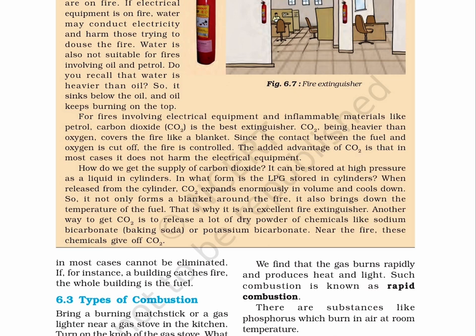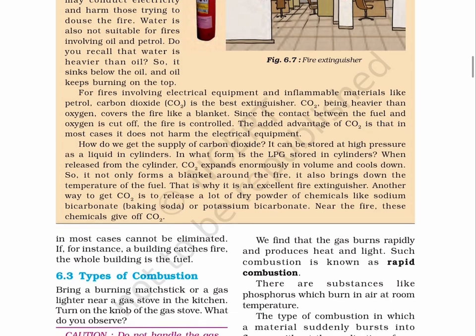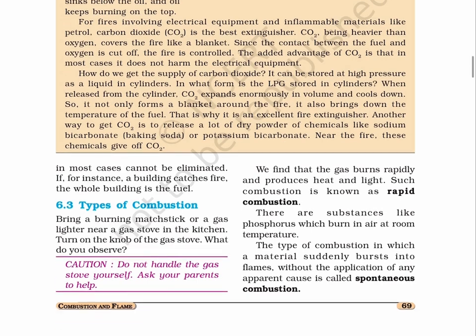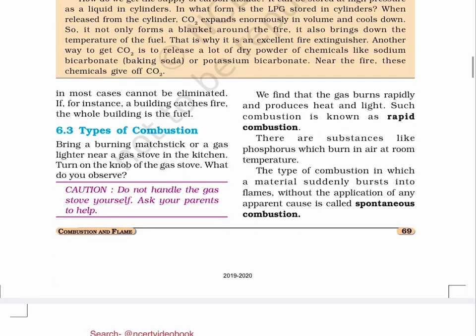Another way to get CO2 is to release a lot of dry powder of chemicals like sodium bicarbonate, baking soda, or potassium bicarbonate. Near the fire, these chemicals give off carbon dioxide. 6.3. Types of combustion. Bring a burning matchstick or a gas lighter near a gas stove in the kitchen. Turn on the knob of the gas stove. What do you observe? Caution: do not handle the gas stove yourself. Ask your parents to help.